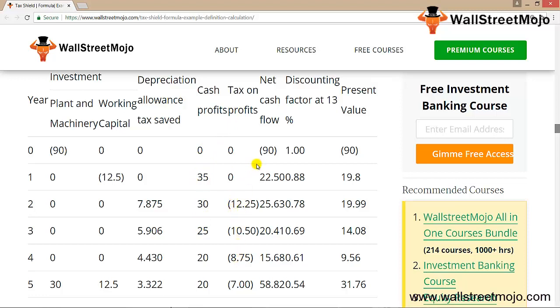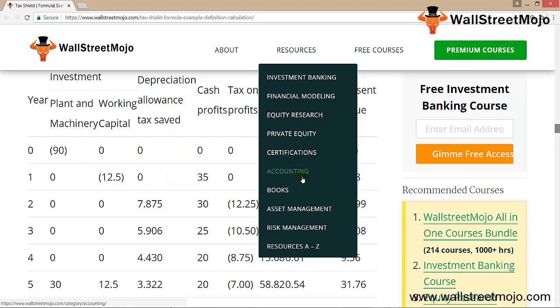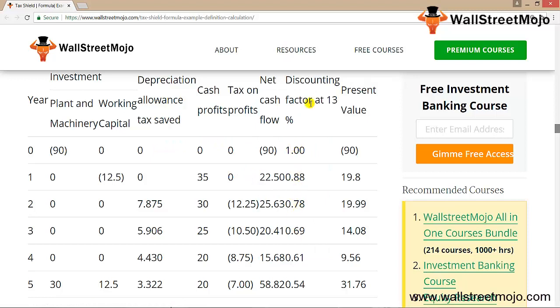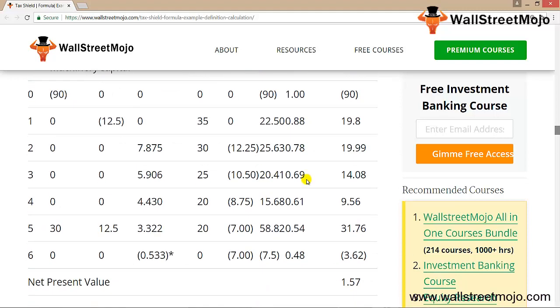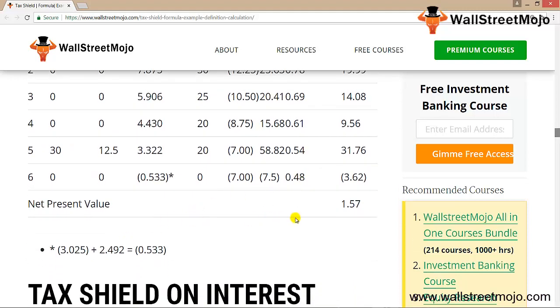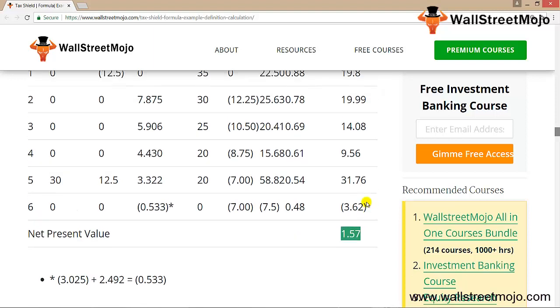The net cash flows is going to be your total plus all the savings that you make, and then you discount that with the relevant discounting factor, that is 13% over here, and then finally you get the present value. So once you do that, you get the final net present value, and the net present value in this case is 1.57.